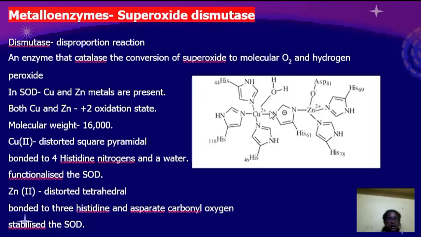Then copper has a distorted square pyramidal geometry, which is bonded to 4 histidine nitrogens and water. Zinc is bonded to the 3 histidine and aspartate carbonyl oxygen. It stabilizes the SOD, whereas copper 2 functionalizes the SOD.